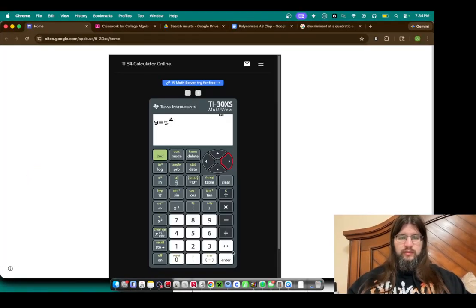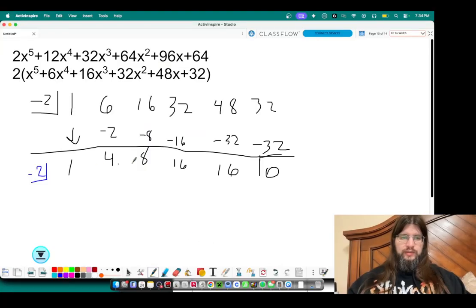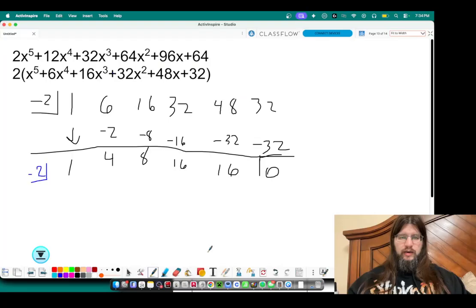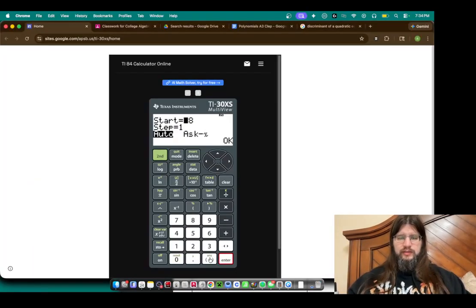X to the fourth plus 4x to the third. I'm just using these coefficients, reducing the degree by 1, plus 8x squared, plus 16x, plus 16, and negative 2 is going to be our solution, the only one we see. It has to be between negative 16 and positive 16, so let's start there. And we're again going to see a negative 2 works and nothing else.